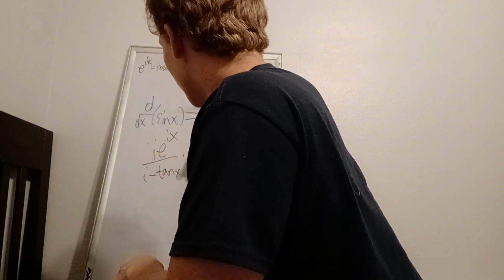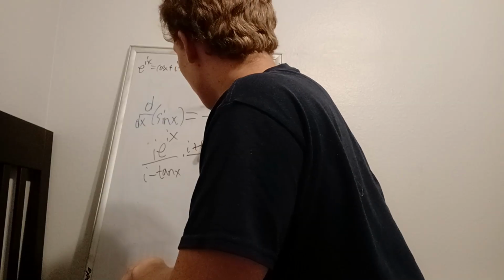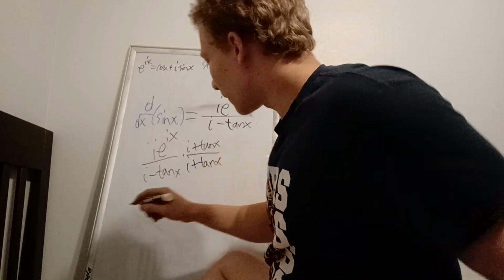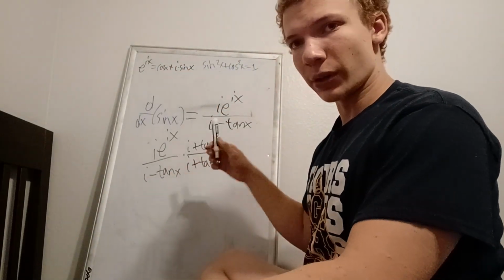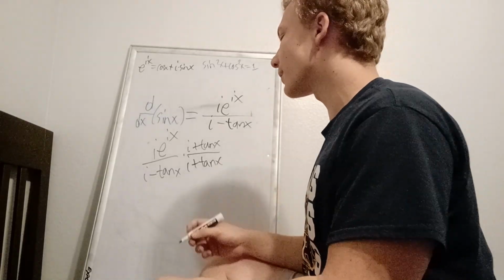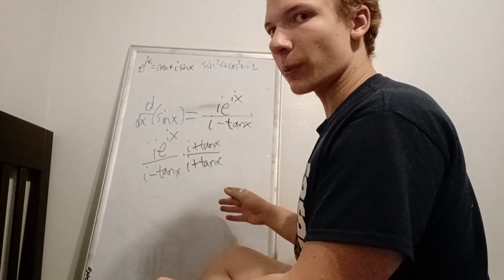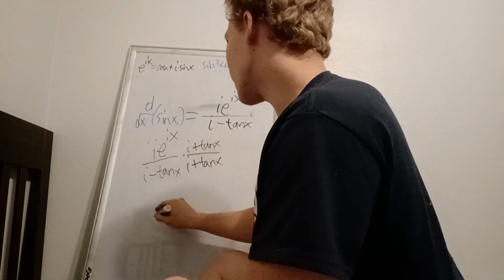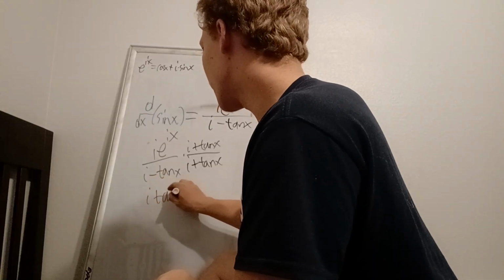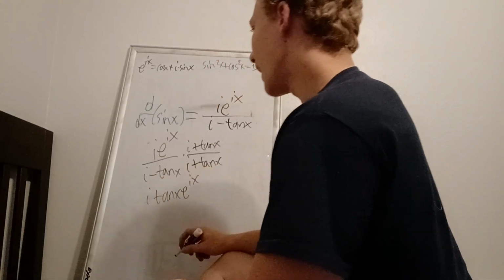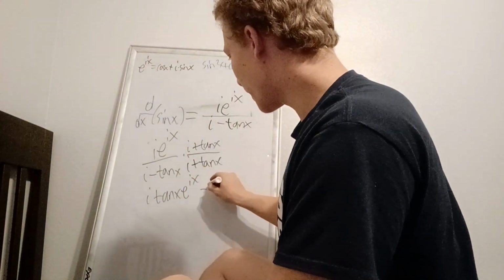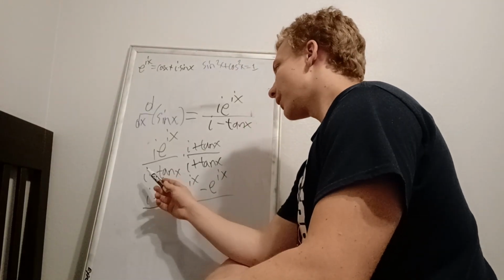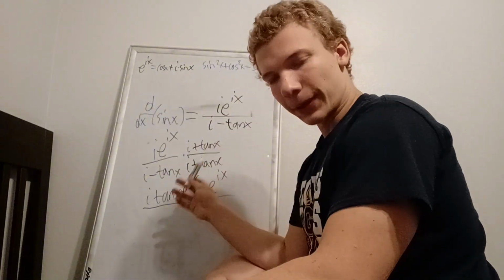The first thing that we can do is multiply by this fraction, i plus tangent x over i plus tangent x. Of course, when you multiply by something over that same thing, you're really multiplying by 1, so this expression won't change at all, but look at what happens. On the top, we'll multiply by the tangent x first. So we have i tangent x e to the ix, and then i times i is -1, so we just have minus e to the ix over, now, i minus tangent x times i plus tangent x.